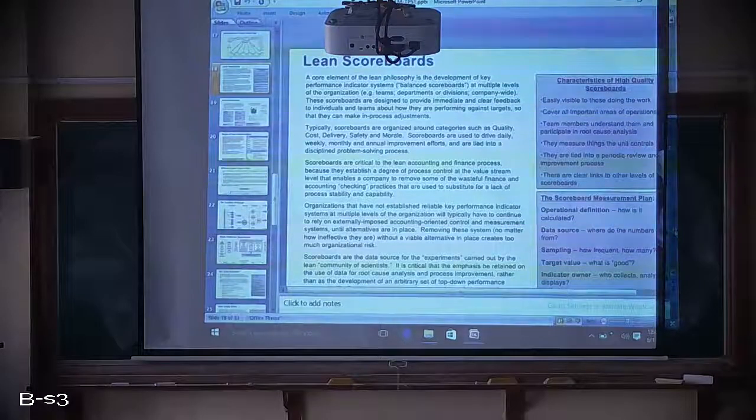Next, high quality scoreboards. Lean scoreboards are basically performance indicators. They have given some characteristics of high quality scoreboards: easily visible to those doing the work, cover all important areas of operations, team members understand them and participate in root cause analysis, they measure things the unit controls, they are tied into a periodic review and improvement process, and they have clear links to other levels of scoreboards.